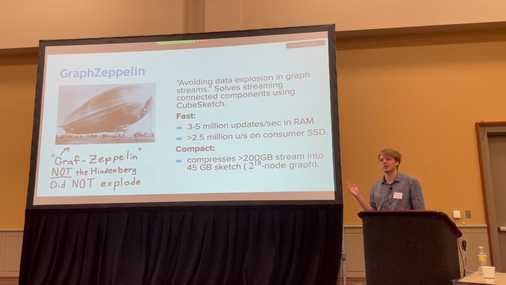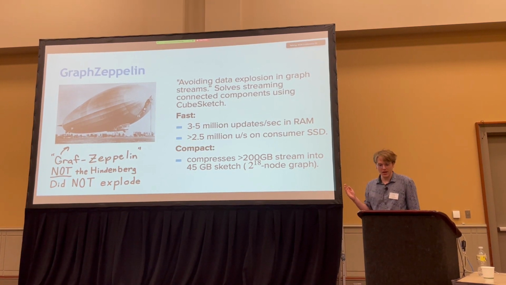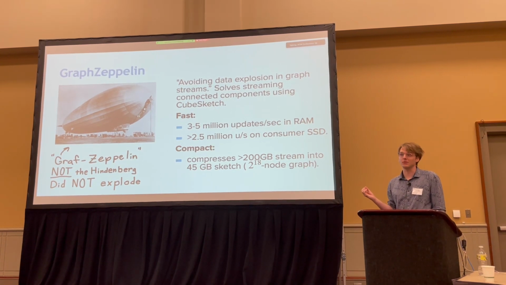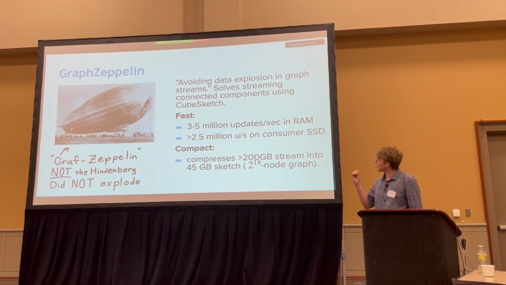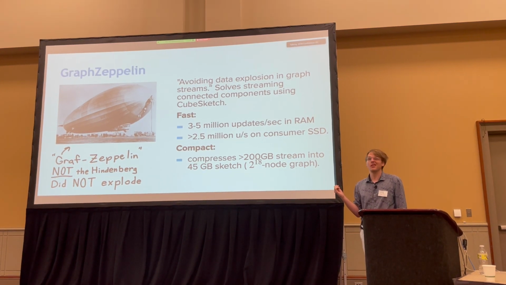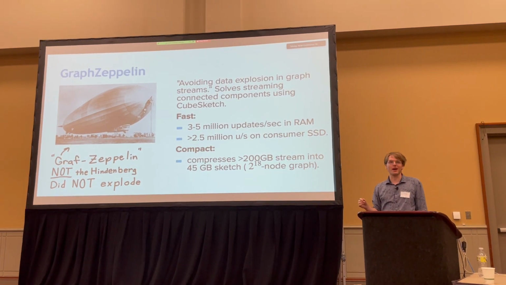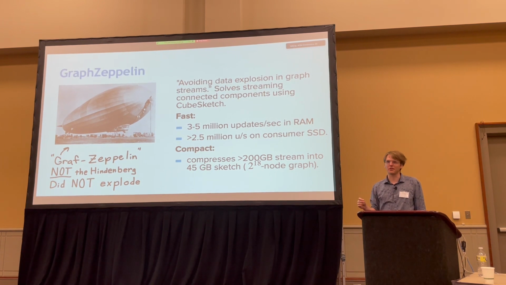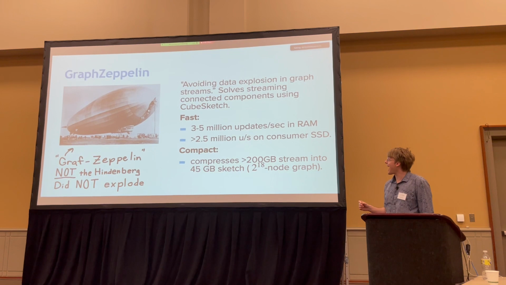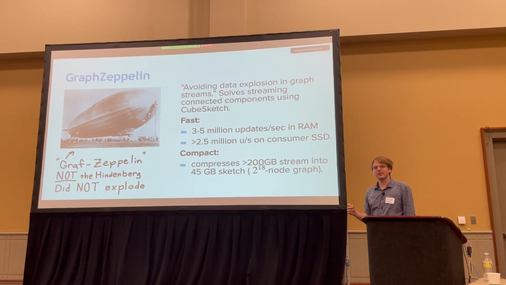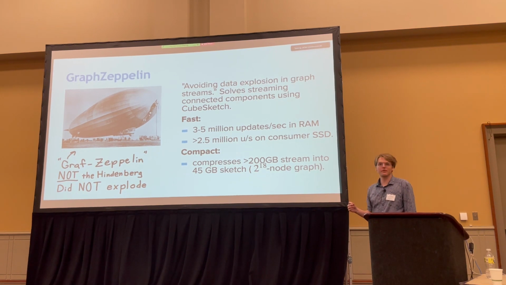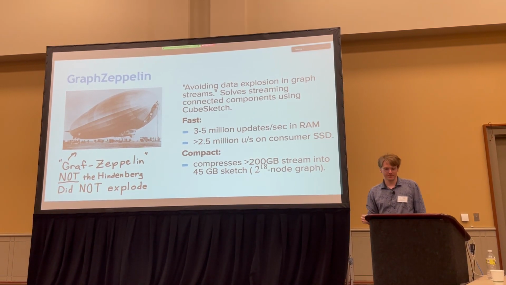By fast, we mean on a single modest scientific workstation, we were able to process 3 to 5 million updates per second when our data structures resided in RAM. And when we forced those data structures to live on disk instead, it could still handle 2.5 million updates per second. By consumer SSD here, I mean I went to Best Buy and we just bought some SSDs off the shelf. This was not fancy hardware, and we were still able to get this performance. It's also compact. In one experiment, we were able to compress a stream that was more than 200 gigabytes in size down to a sketch that was only 45 gigabytes in size.